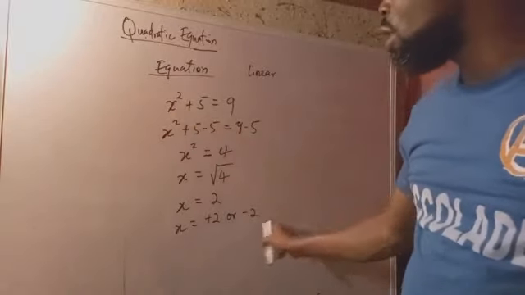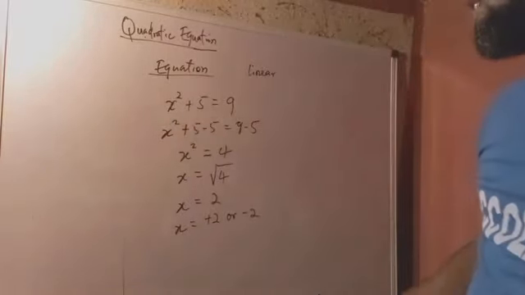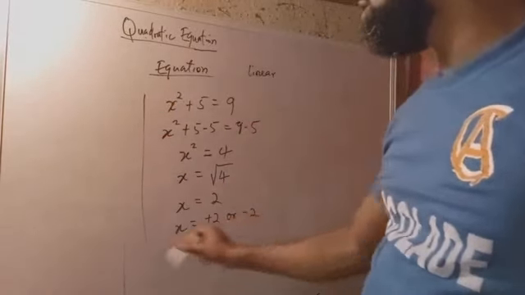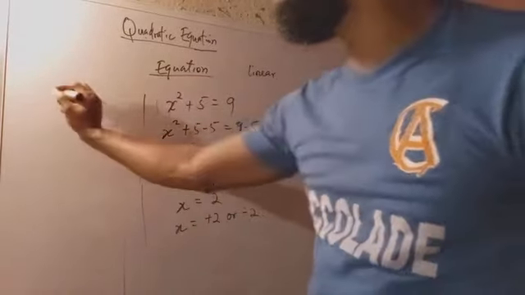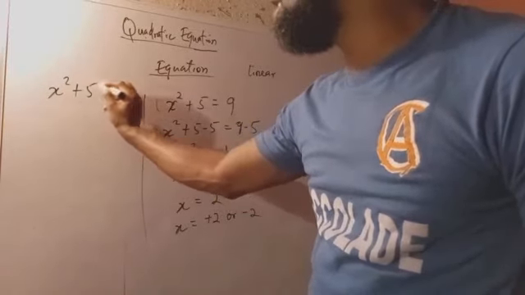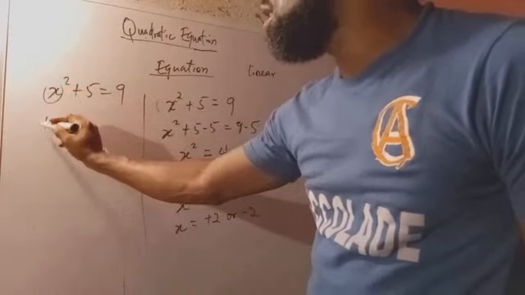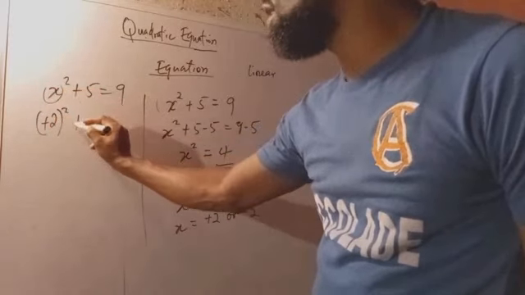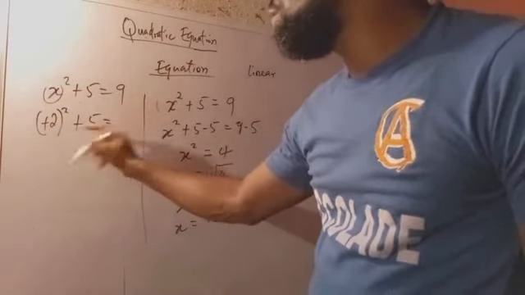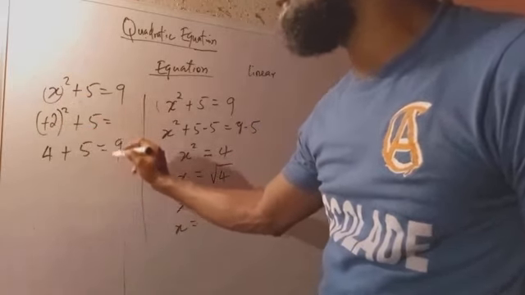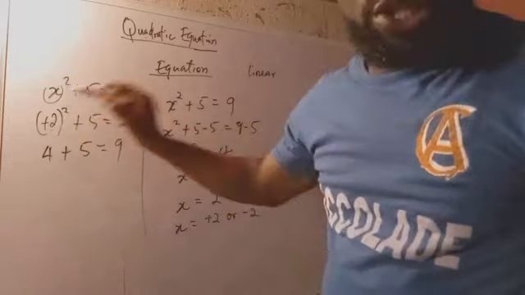So having said that, why is it plus 2 or minus 2? Let's substitute this. Let's test if this is correct. I have plus 2 or minus 2, and I'm testing it in this equation, x squared plus 5 equals 9. So I want to check if it's correct. I put plus 2 here. So I have plus 2 squared plus 5. Plus 2 squared is what? 4, plus 5, and I get what? 9. So this plus 2 is correct, right?